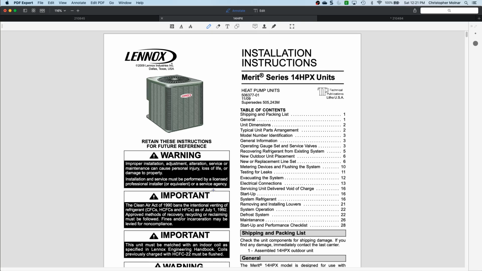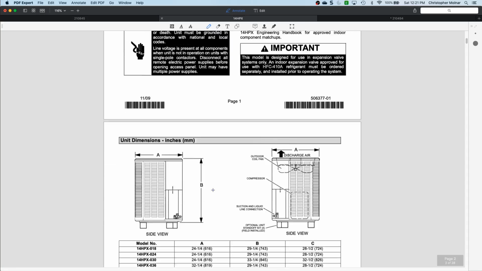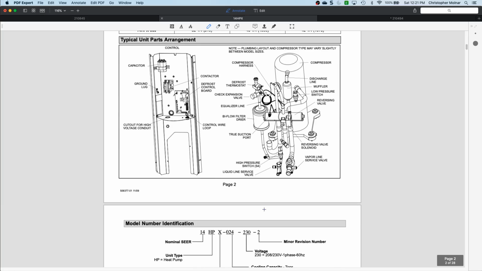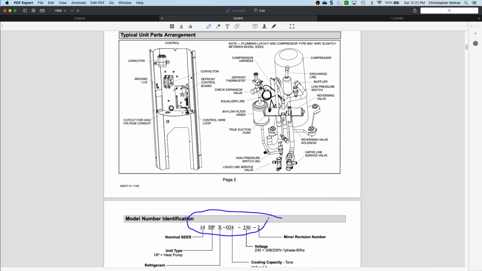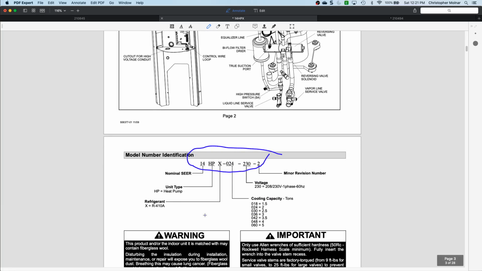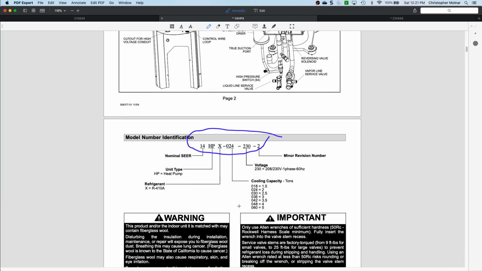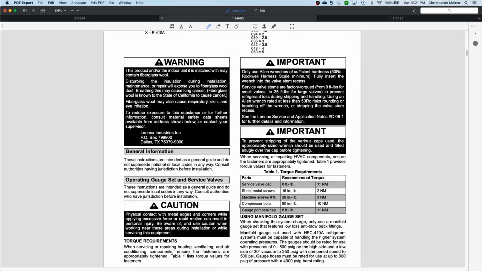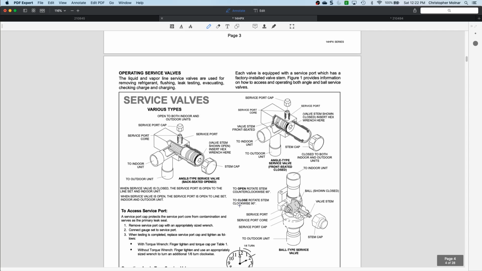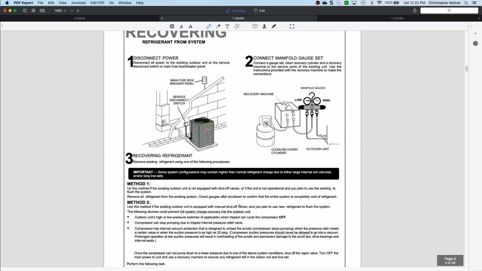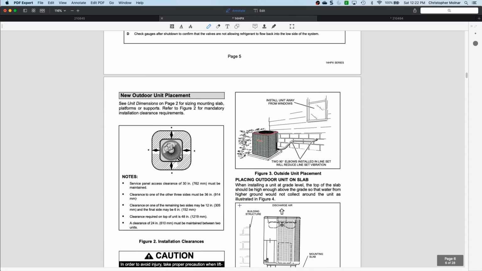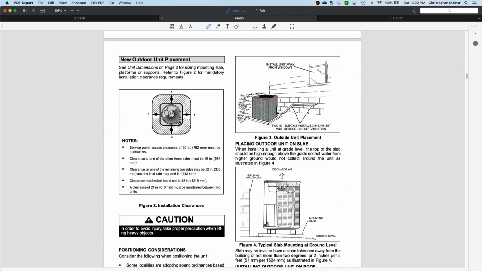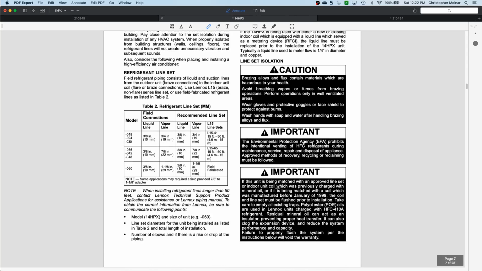Now, the outside unit, the condenser, has similar things in its manuals. It tells you dimensions, all the piping diagrams inside, and how to read the model numbers. Once you start getting used to them, you can pretty much read them without having to look them up all the time. It tells you how the service valves are put together, and even gives instructions on how to recover refrigerant properly. It tells you what not to do with unit placement, and recommended line set lengths.